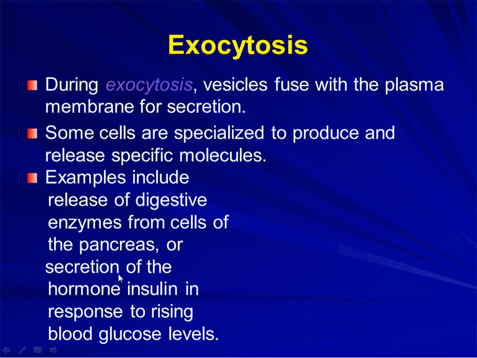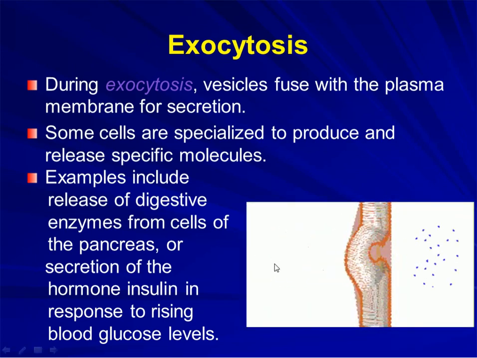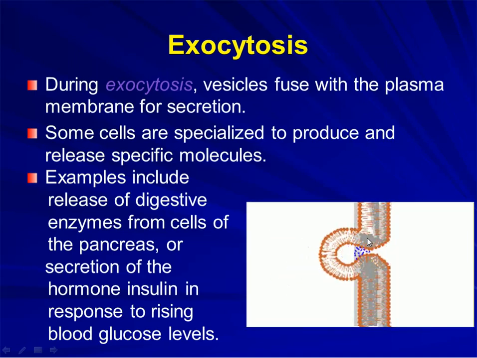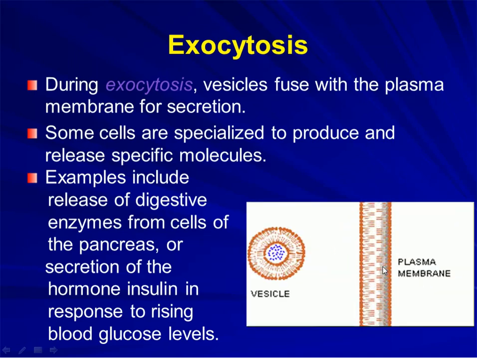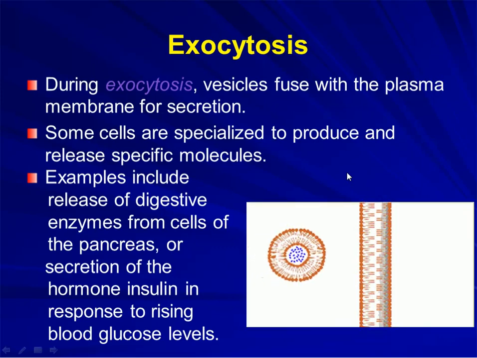Now, let's look at exocytosis. Exo means exit. Cyto means cell. Exocytosis means exit from the cell, which means the cell is transporting particles out of the cell to the outside. In exocytosis, first of all, the substance will be enclosed in a spherical structure called a vesicle. The vesicle will fuse with the plasma membrane so that the particle can be directly removed out of the cell. This process is known as exocytosis.